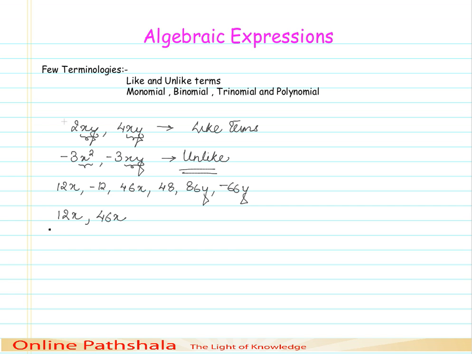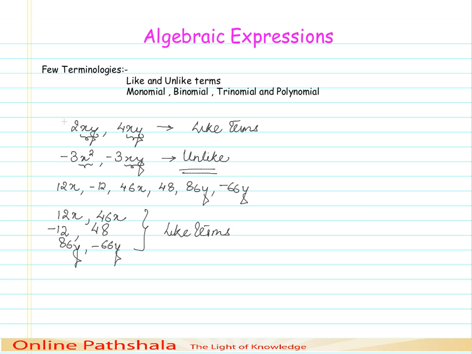Now let me take the second example of minus 12. Here minus 12 means that there is no algebraic factor in it. So you can see here, as 48 is also a constant, they both become like terms. And in the third example, 86y, here y is an algebraic factor. Now this is the term which has the same algebraic factor, so minus 66y will be grouped here. So this all becomes the like terms grouping. I hope this is clear to you.